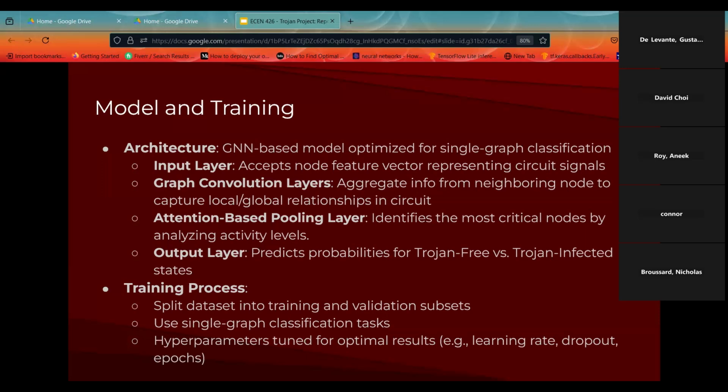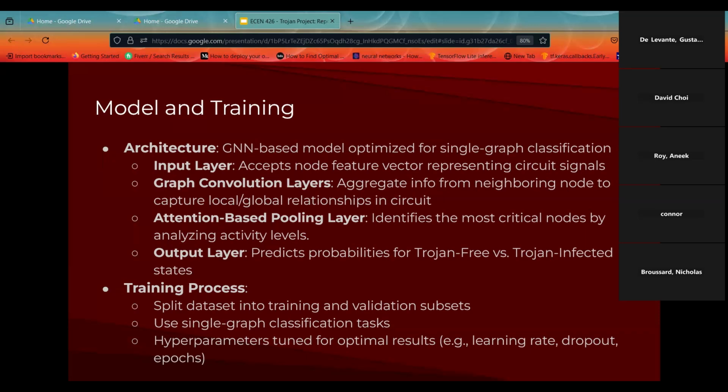First, we have the input layer. This layer takes in node feature vectors, which represent the signals in the circuit. Each node carries important information about its role in connections. Then we have the graph convolution layers. These layers aggregate information from neighboring nodes to capture both local and global relationships within the circuit. This allows the model to understand the intricate dependencies in the graph.